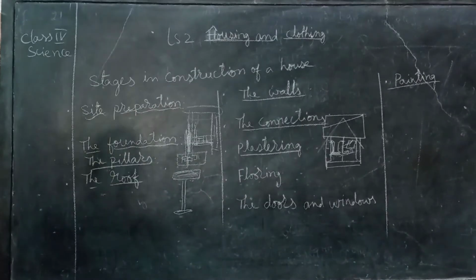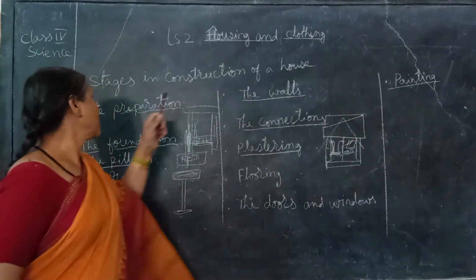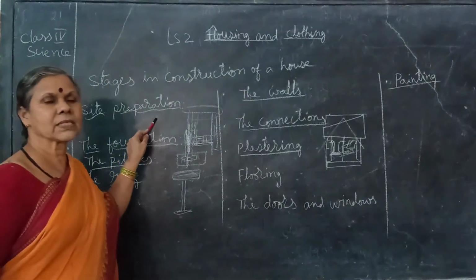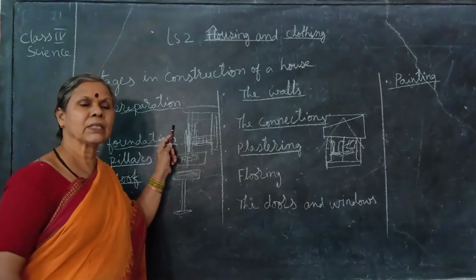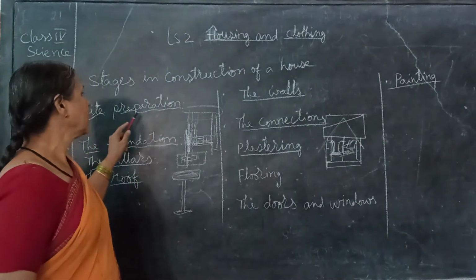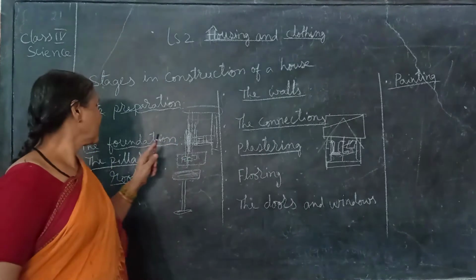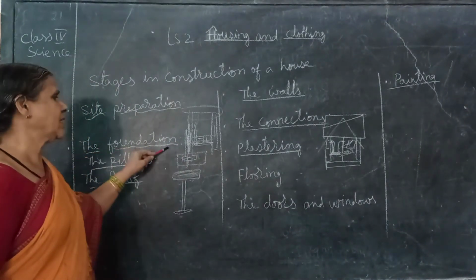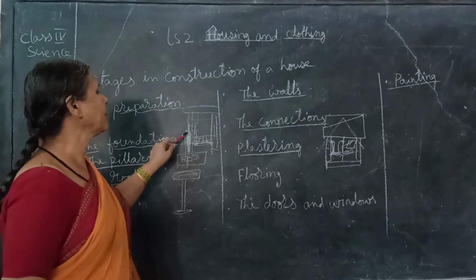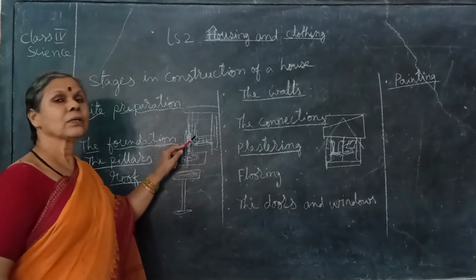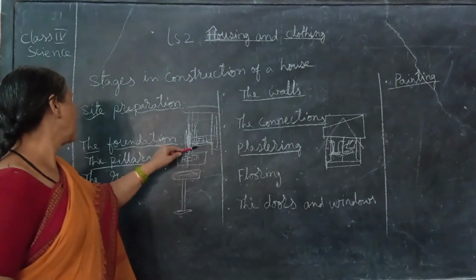Now what are the stages in the construction of a house? Site preparation is first, to remove big stones or whatever trees are in between, so they are removed and the place is made even. Then the foundation: they dig trenches, big holes, and put the pillars into that. They pour gravel, cement, etc. Those materials are poured into that.